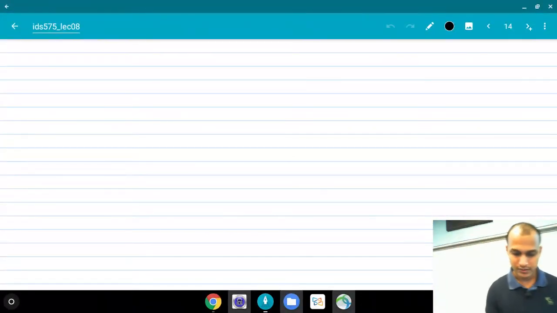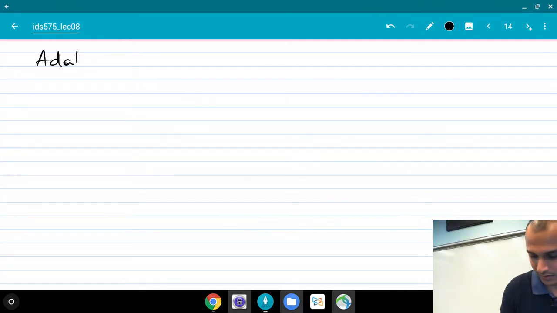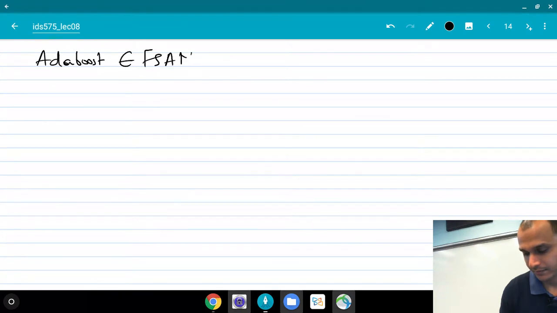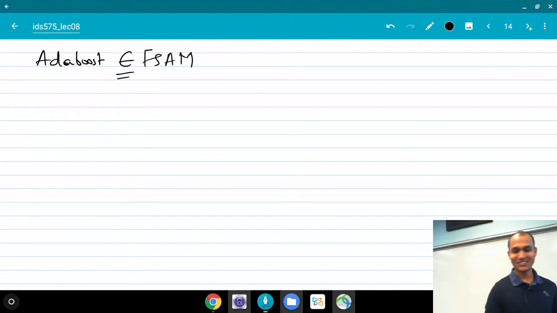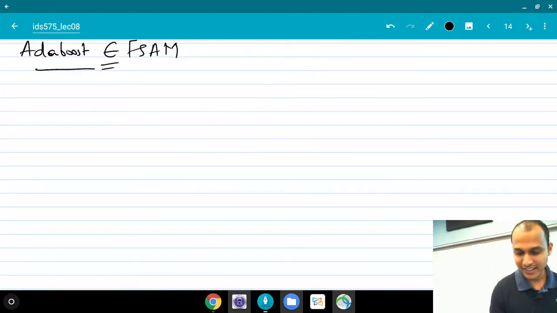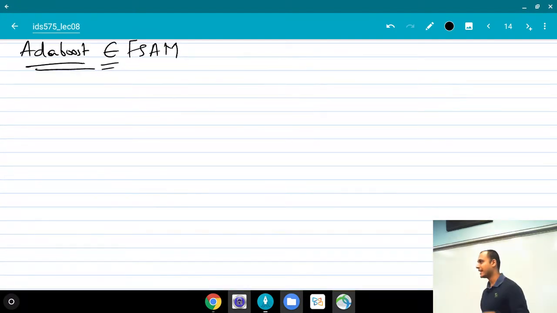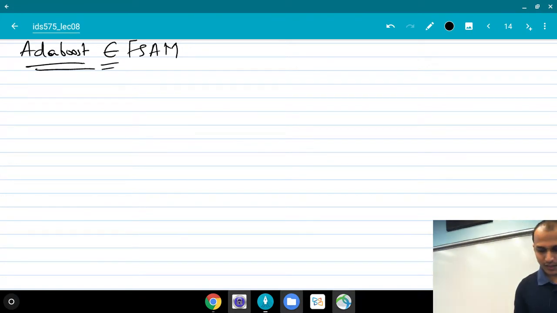So let's see why Adaboost is in FSAM. Adaboost stands for adaptive boosting. Adaptive because the data weights are changing. Everything else is the same, the X's and Y's are the same. The data weights are changing, so that's adaptive. Boosting just means adding models. For that, we make two observations.